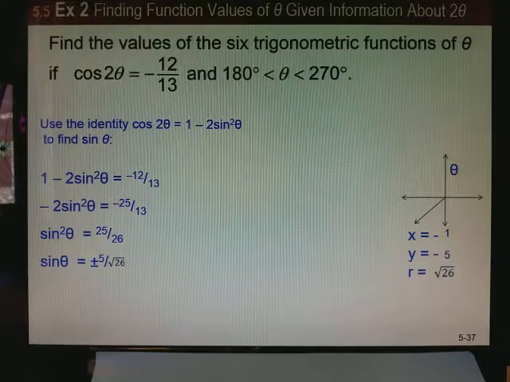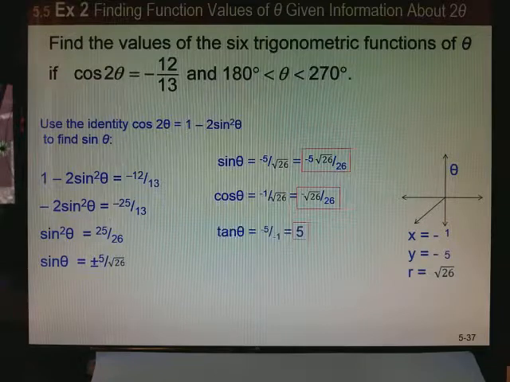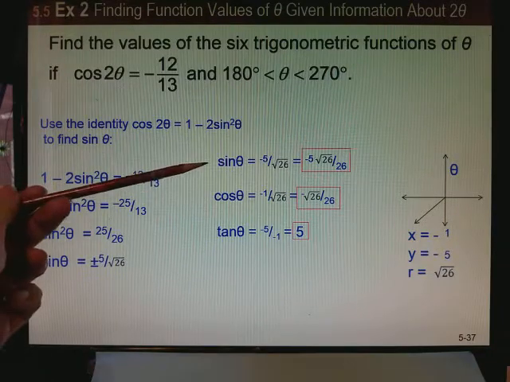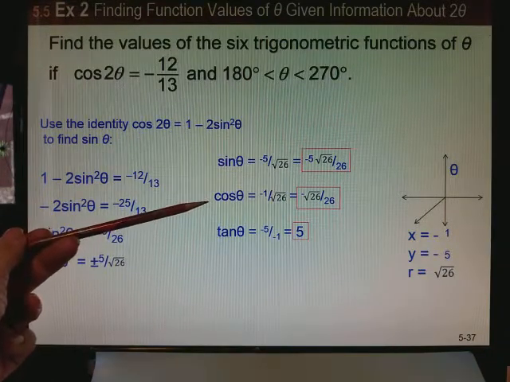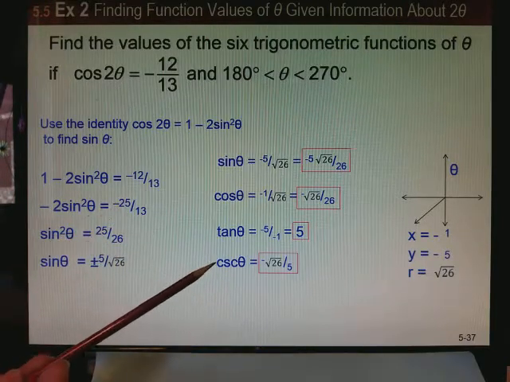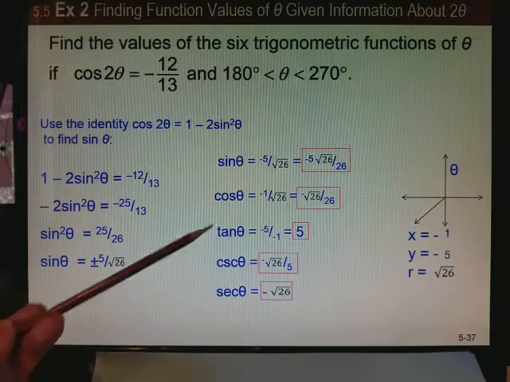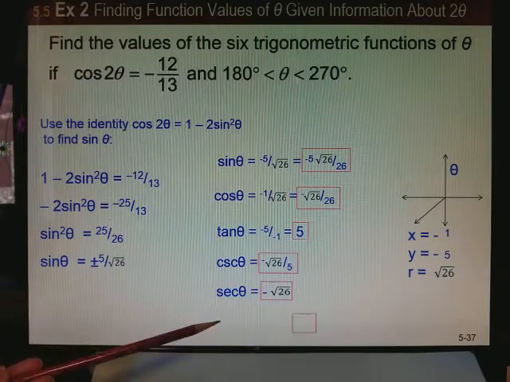Now, I'm supposed to find all 6 trig functions here. So therefore, the cosine of theta would be x over r, sine of theta is y over r, the tangent is y over x, and then all the reciprocal identities after that. So again, the sine was the y over r, the cosine is x over r, the tangent is y over x, the reciprocal of the sine is the cosecant, the reciprocal of the cosine is the secant, and the reciprocal of the tangent is the cotangent.